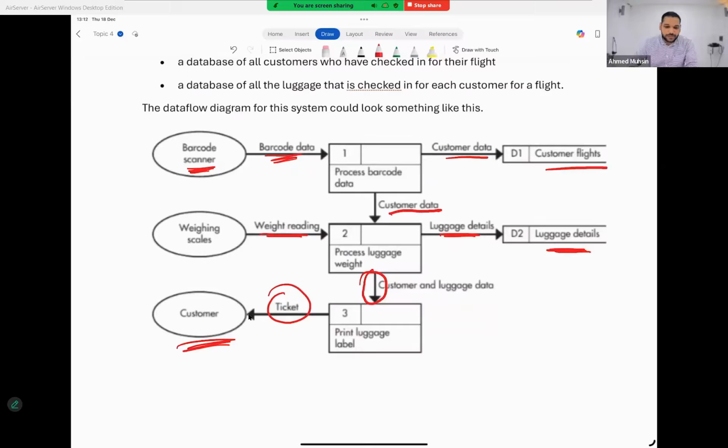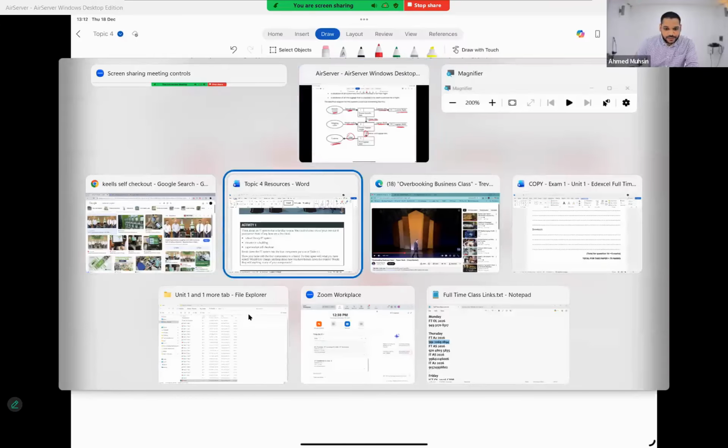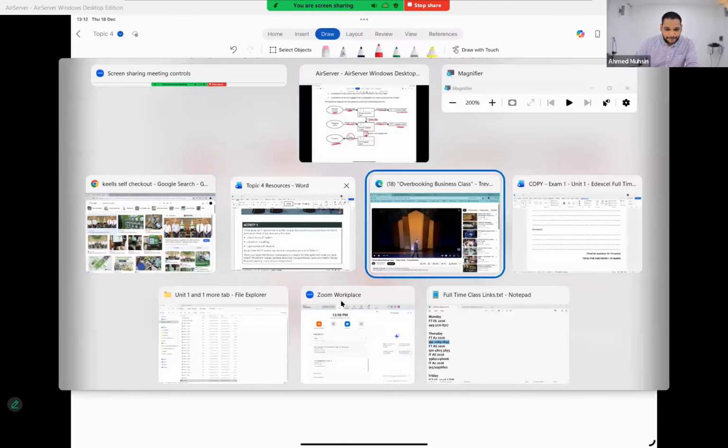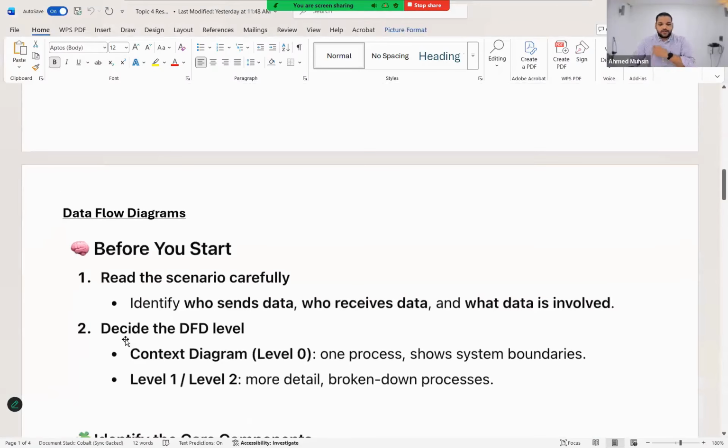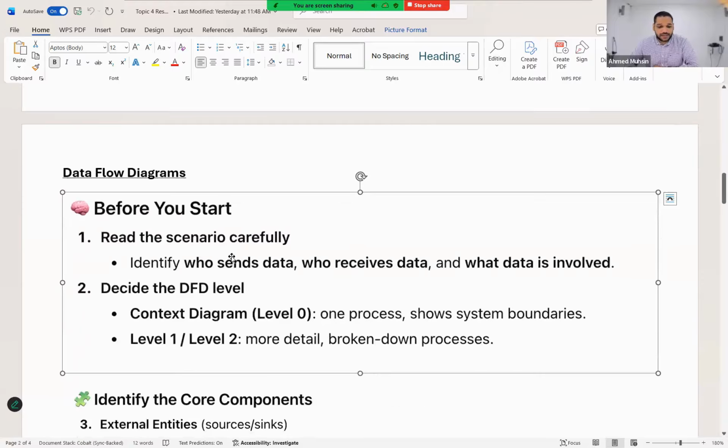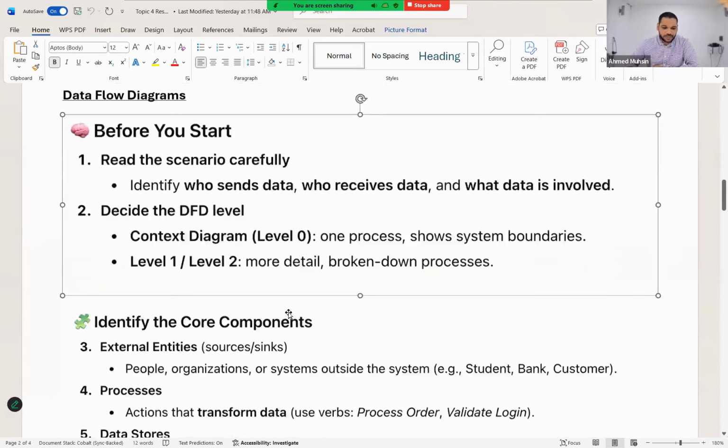So what do you all think about this? Can you all read this rule first? Everybody, ignore number 2 because level 1 is not there for you all. In A2 level, you will have level 1, level 2. Before you start, read the scenario carefully. Identify who sends data, who receives data, and what data is involved. You don't have level 1 and level 2 diagrams, you only have level 0. So you don't have to worry about it.